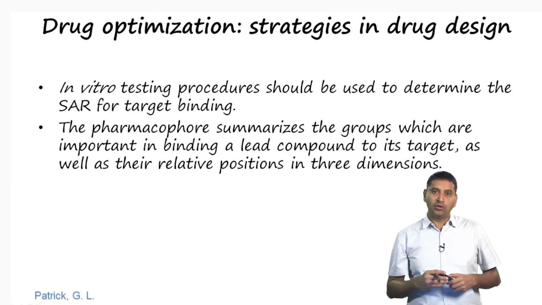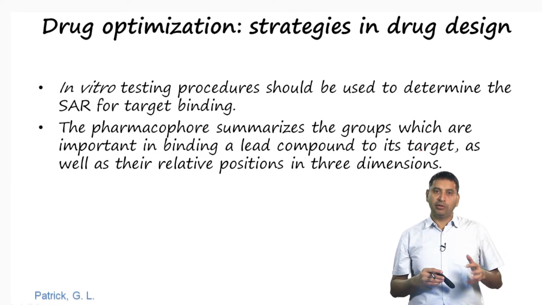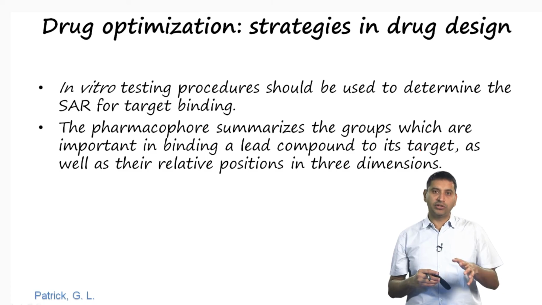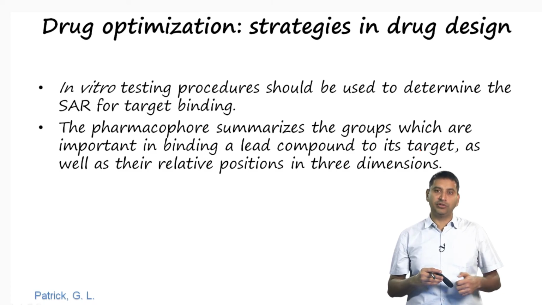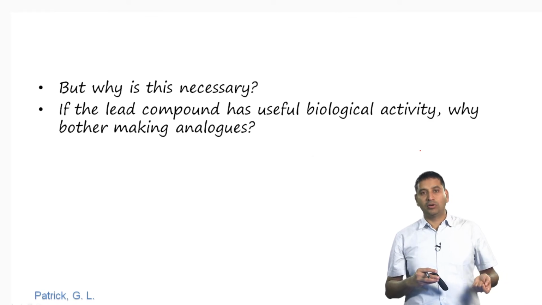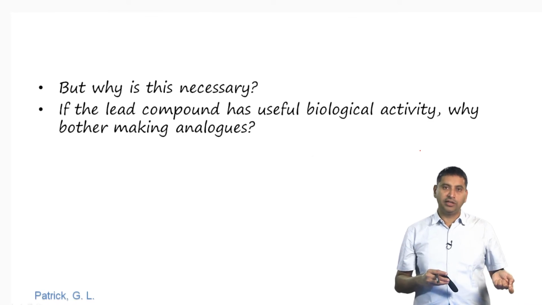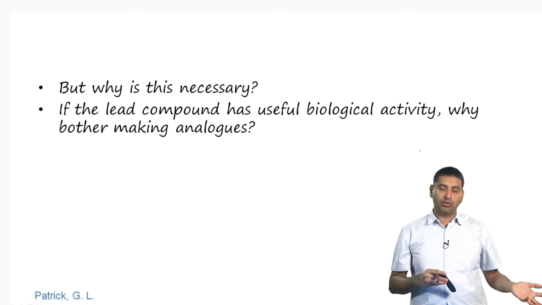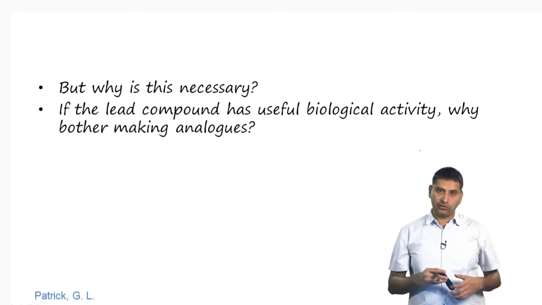So, the pharmacophore summarizes the groups which are important in binding a lead compound to its target as well as their relative positions in 3 dimensions. But why is this necessary? If the lead compound has useful biological activity, why even bother making analogs? So, this is an important question that we need to answer.